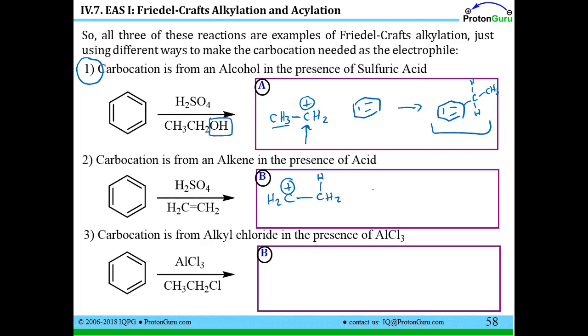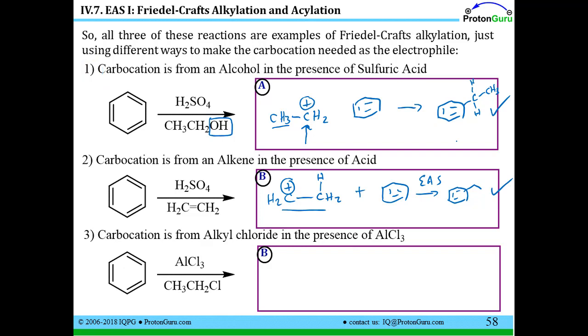And then when this reacts with the benzene by the electrophilic aromatic substitution pathway, we see again that we'll make this ethyl group go onto the benzene to substitute for an H. And again, we make ethyl benzene. So same product in each of the first two reactions.